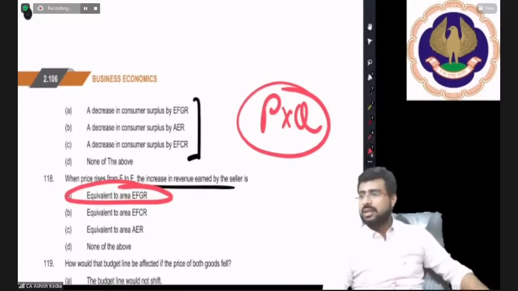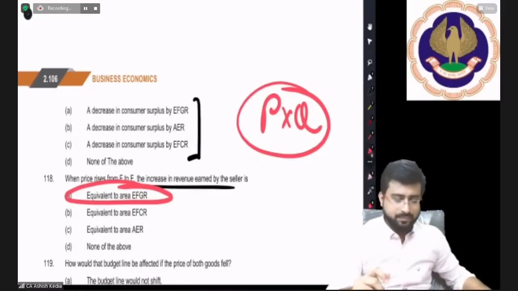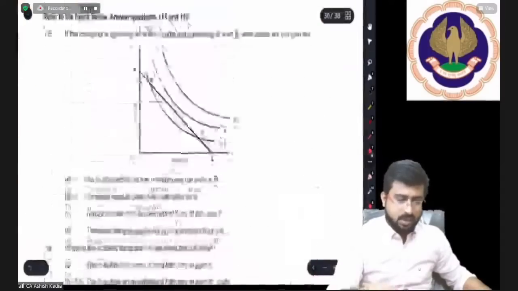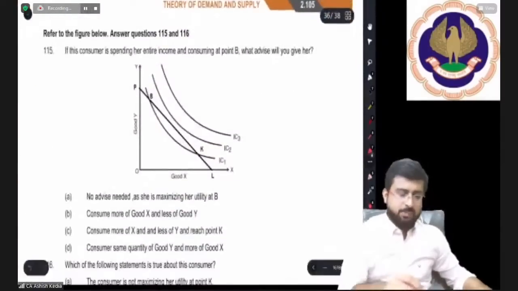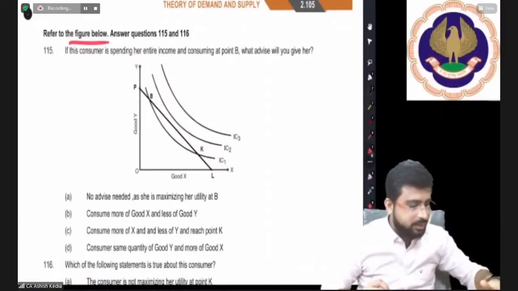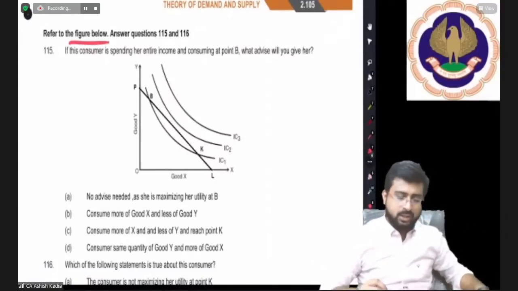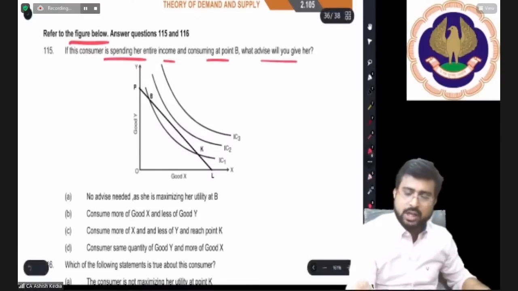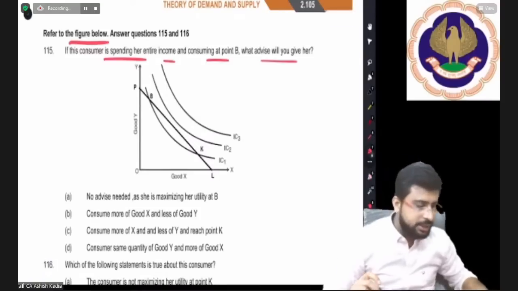Okay, great. Sir, please explain this one as well. Another diagram based question, so I'll discuss this as well, guys. You don't have to worry. See, if the consumer is spending her entire income and consuming at point B, what advice will you give her?